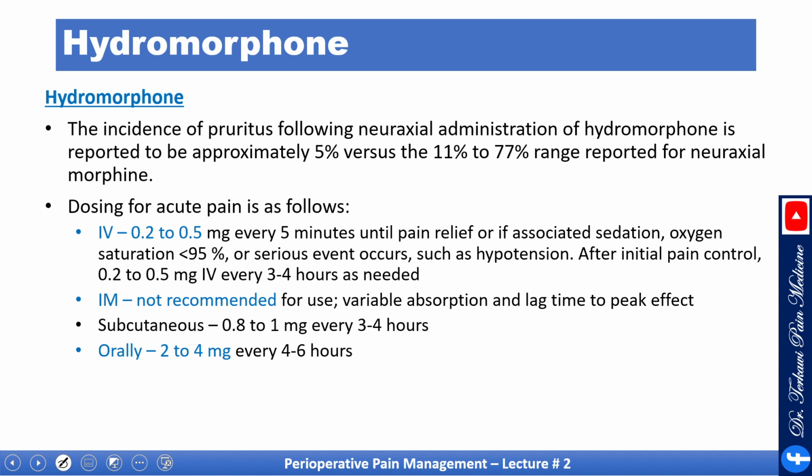Dosing in the acute setting, IV 0.2 to 0.5 milligram every 5 to 10 minutes. IM not recommended, again, because of the variability in the absorption. Subcutaneous, or it can be given orally, usually at a dose of 2 to 4 milligram every 4 to 6 hours.